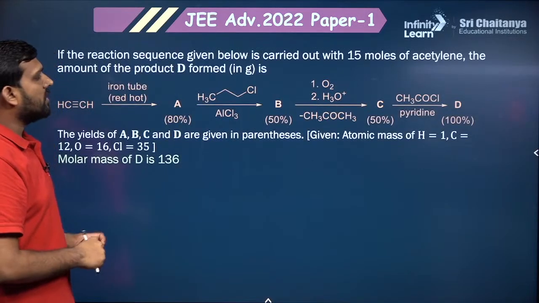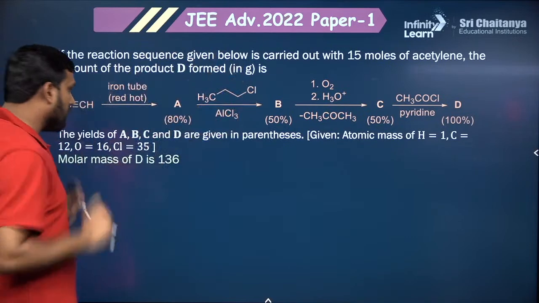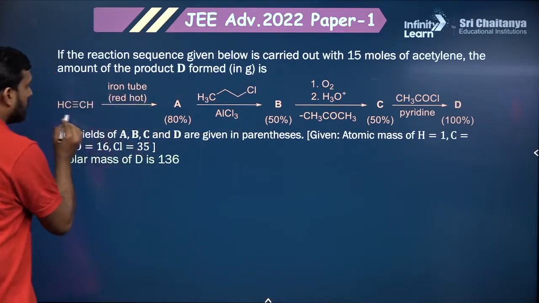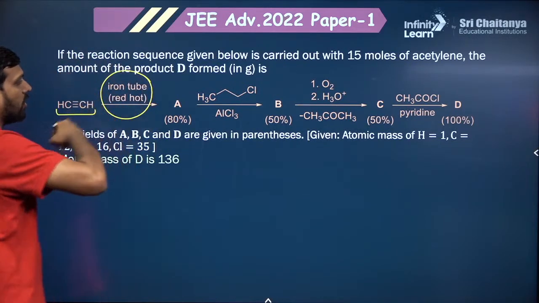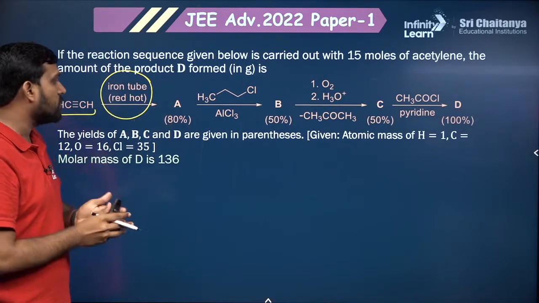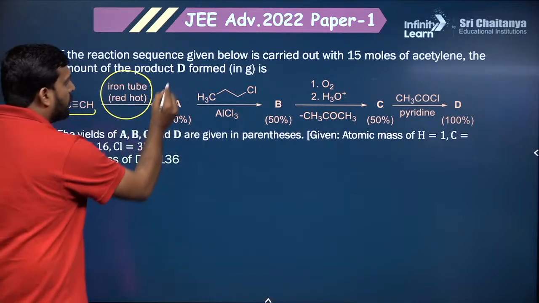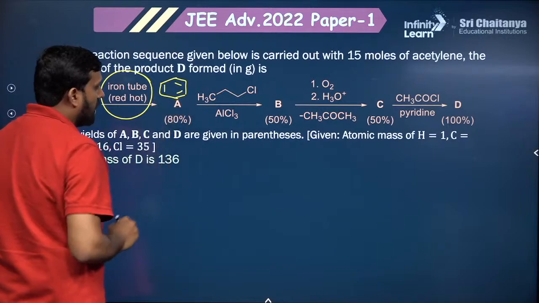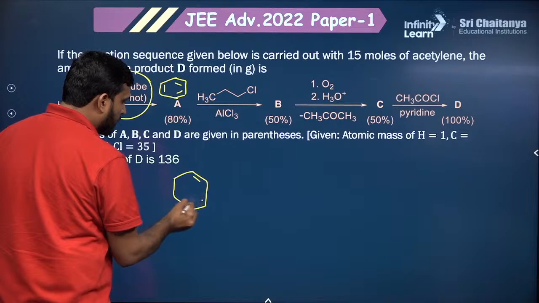The next question is a very good question, and it involves a lot of organic reactions. So let's go for the reactions first and then find out the answer. Here, if you observe, it is acetylene, and when you treat the acetylene with an iron hot tube, it goes for aromatization. This reaction is known as aromatization of hydrocarbons. So here, A will be benzene actually. Okay, so it will be benzene. Now it has formed benzene.